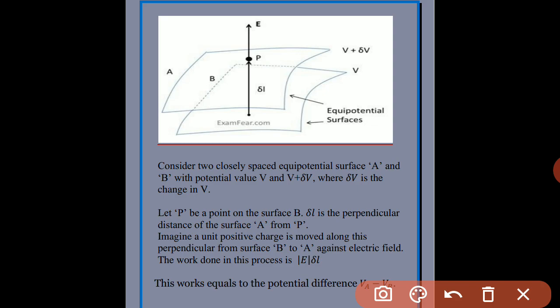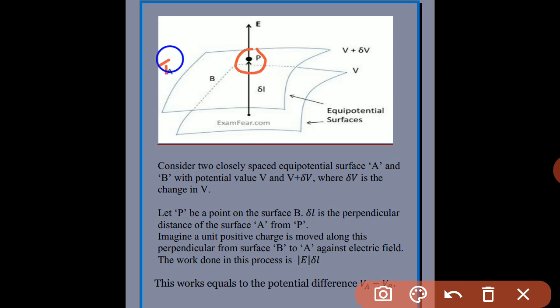Now make a correction in this diagram. This surface is B and this surface is A. They are placed one above the other, right? The lower surface is surface A, the upper surface is surface B. Now consider a point P on the surface B.